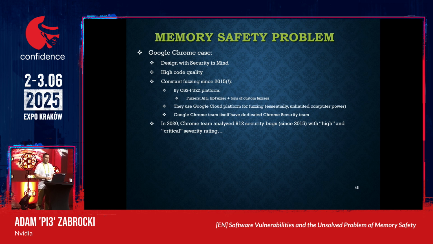And moreover, they said, OK, we are still human. Even smart people can still make mistakes. So let's hunt for the bugs in-house. So we did constant fuzzing since 2015. And this is important because Google Chrome started in 2015. So they do constant fuzzing without stop since the beginning of the project. Moreover, they use various types of fuzzers, not only one: various platforms, various fuzzers, custom fuzzers. They also started to use the Google Cloud Platform for fuzzing, which means they have essentially unlimited computing power.